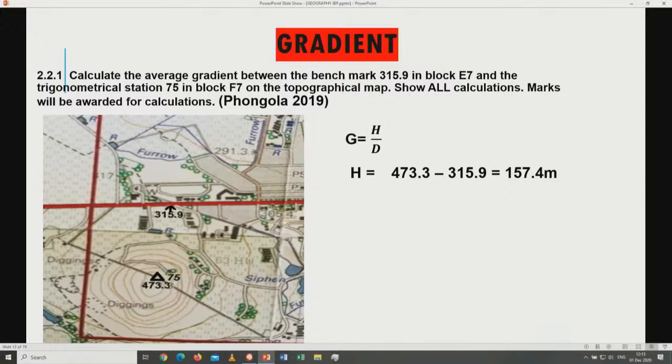Alright. So this is our difference in height. You say 473.3 minus 315.9 and you get 157.4. That is your difference in height. Then once you work out your difference in height, you have your height now. Then you go for your distance.